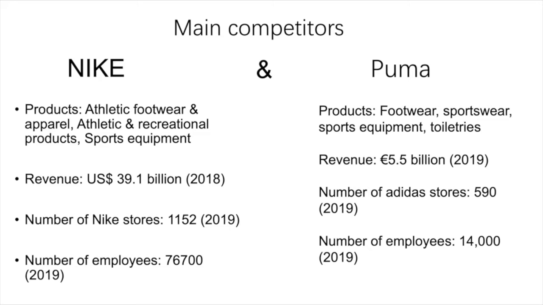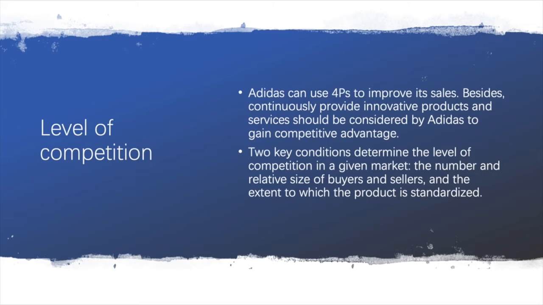Puma is the third largest sportswear manufacturer in the world, which also is a German company like Adidas. Just like Nike and Adidas, Puma employs ambassadors to generate their brand awareness. It can be known that these brands are in direct competition with Adidas. For this competition, Adidas can use the 4Ps strategy to improve its sales. Besides, continuously providing innovative products and services should be considered by Adidas to gain competitive advantage.